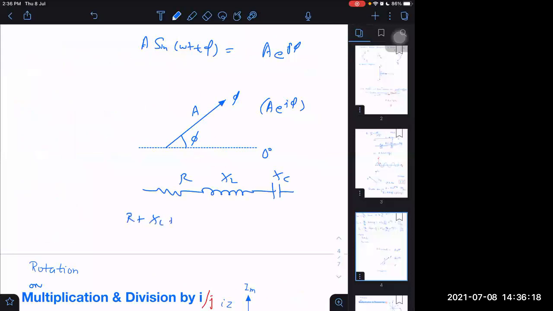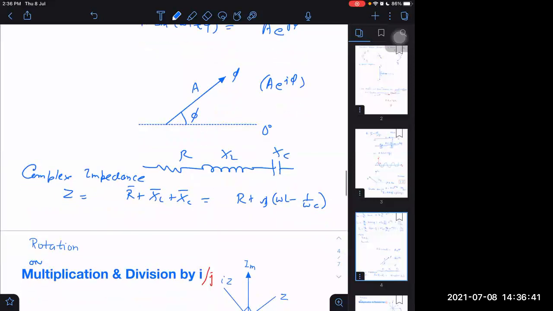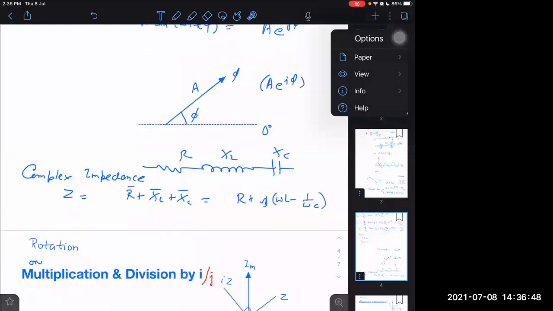What will be R plus XL plus XC? This will be just R plus j into omega L minus 1 by omega C. What do we call this thing? We call it complex impedance. What do we call it? Complex impedance. So if we know the complex impedance, we can easily get the current. We can easily get the current.